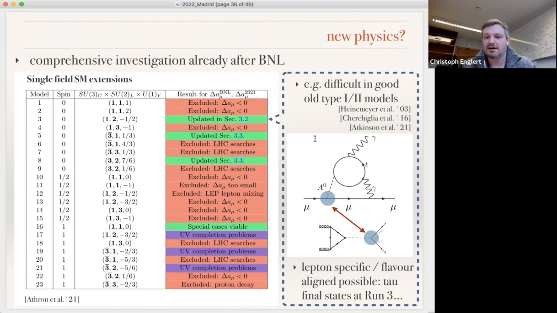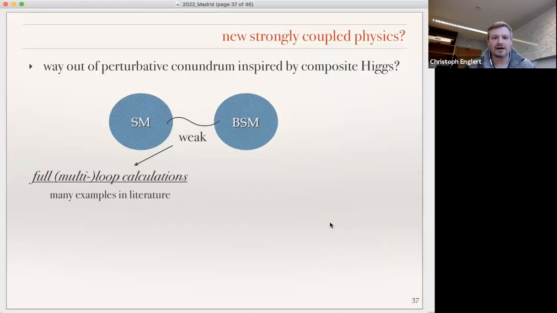It's challenging to do this in a traditional way. You have to use some kind of specific flavor alignment to address that, but then that will also give you testable implications for the LHC13. What I try to do here is take a slightly different approach to that. So is there a way out of this perturbative conundrum, somewhat inspired by composite Higgs scenarios, where a weak interaction links the standard model with your beyond the standard model sector?